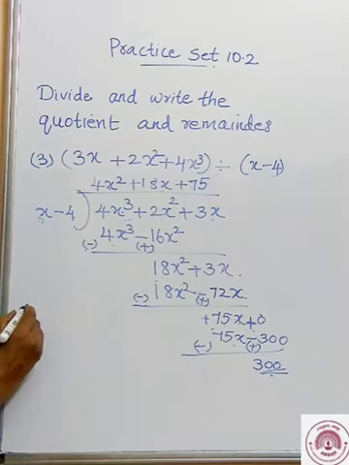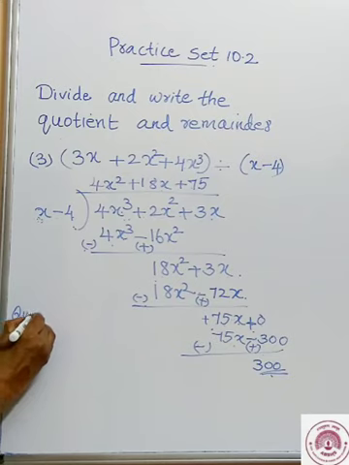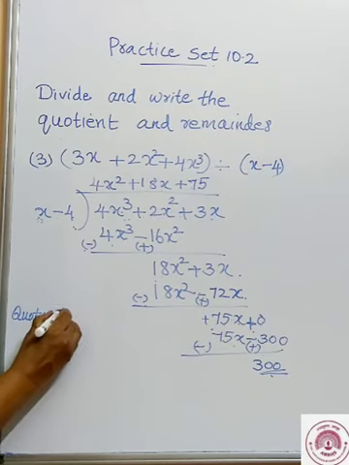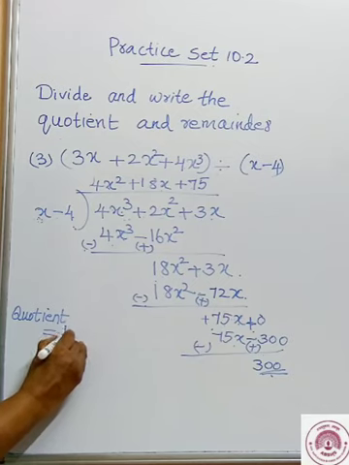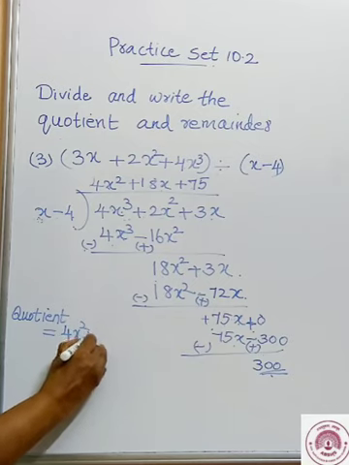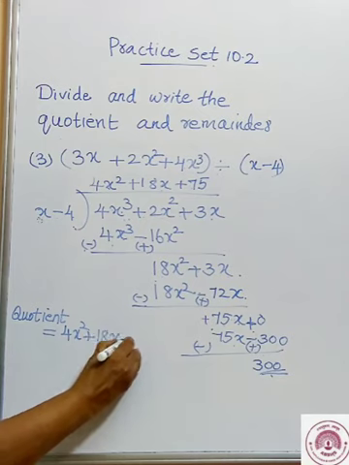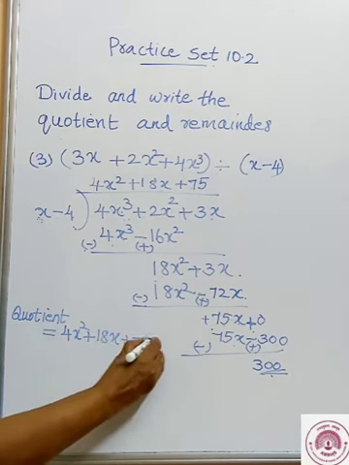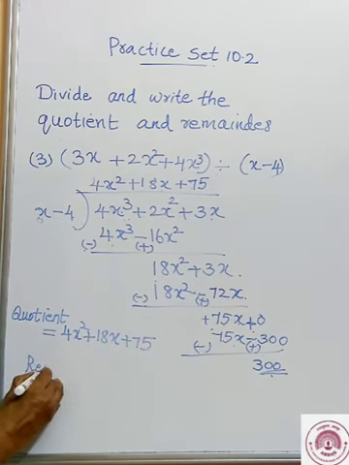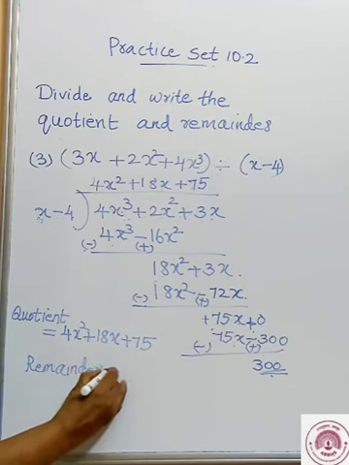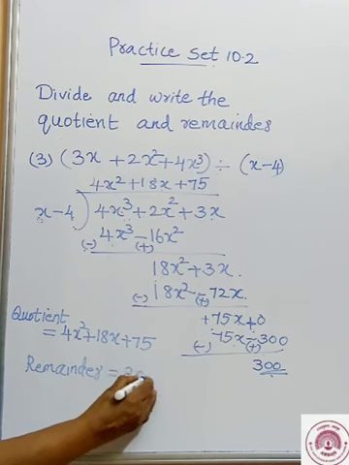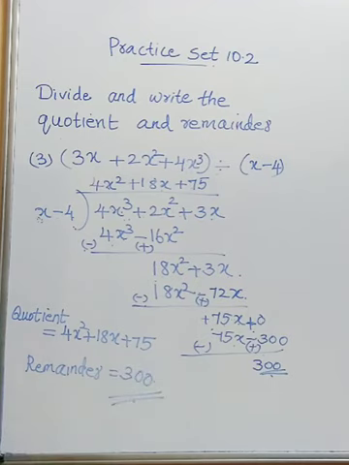Now we write the answer. Quotient is equal to 4x square plus 18x plus 75 and remainder is equal to 300. This is the answer.